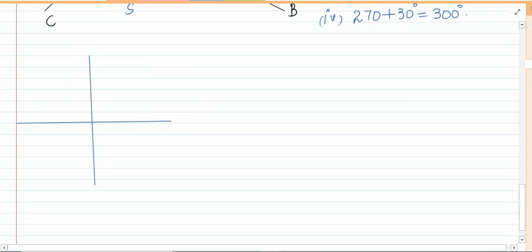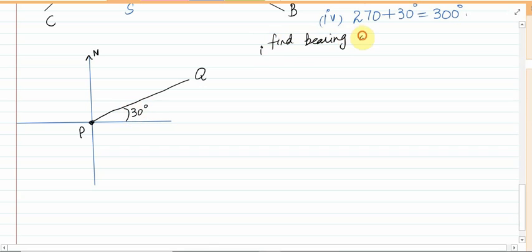Now the second step, let's suppose that this is point P, it's a north of P, and that is line Q, and we have an angle of 30 degrees. Now there are 2 parts in this question. First, find the bearing of P from Q, and the second one is Q from P, right? So there are 2 parts of the same question.